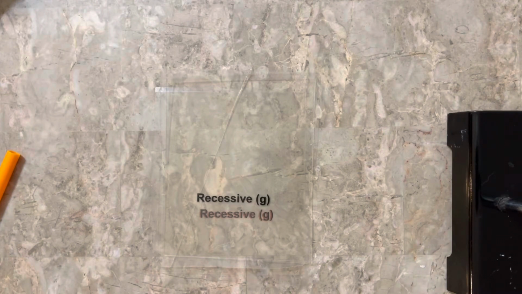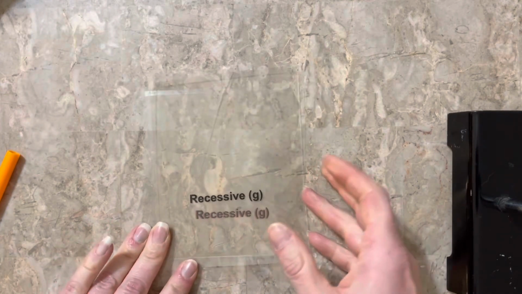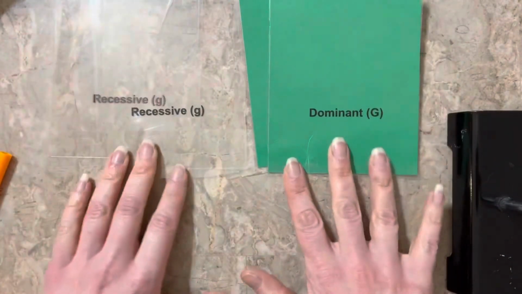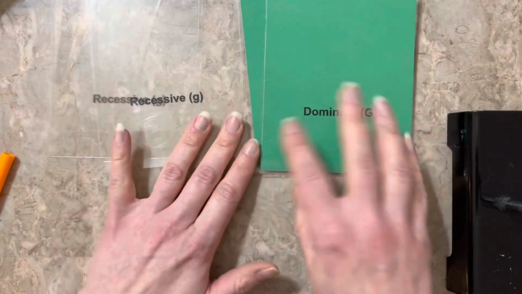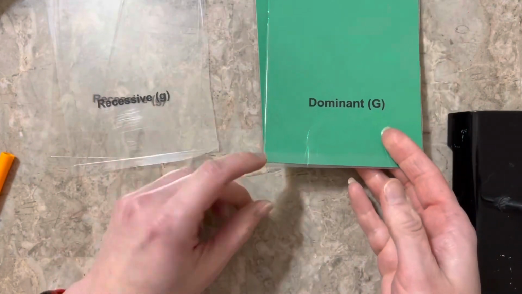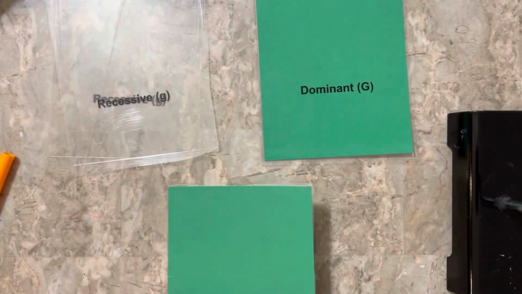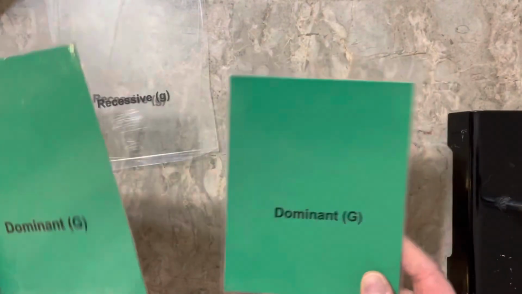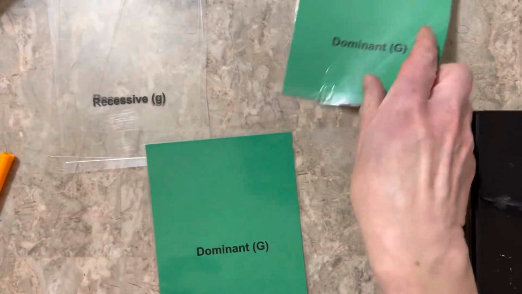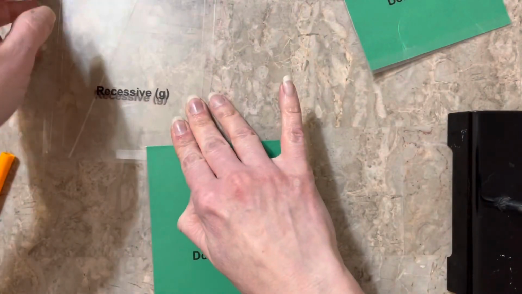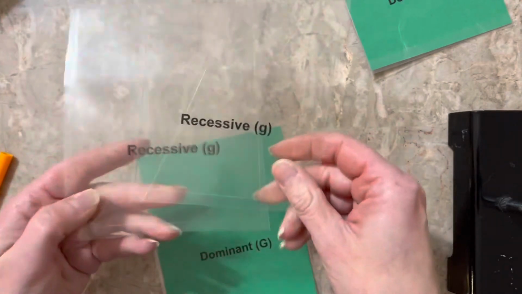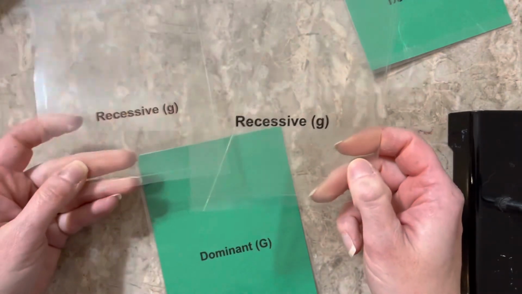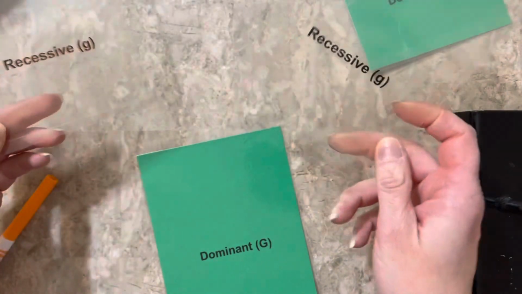Clear. Very good. So now, if these two parents decide they're going to want to have offspring, this parent can either give the offspring this capital G or this capital G. So I will choose this one. And this parent is going to give their offspring either this recessive allele or this recessive allele. So I'm going to choose this one.